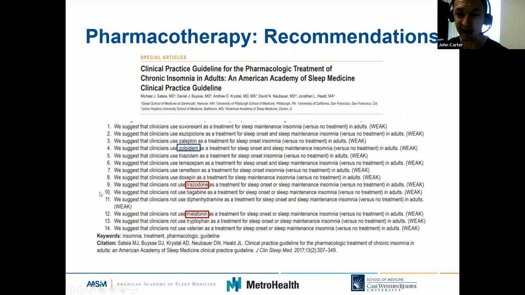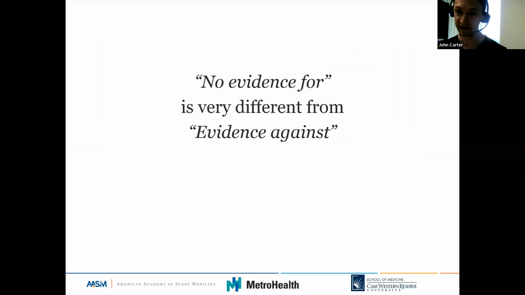Similarly, if we look at 9 and below, AASM is recommending not to use trazodone, not to use Benadryl, not to use melatonin, asterisk, except in certain populations. And so it's important to bear this in mind as we're designing a treatment strategy.